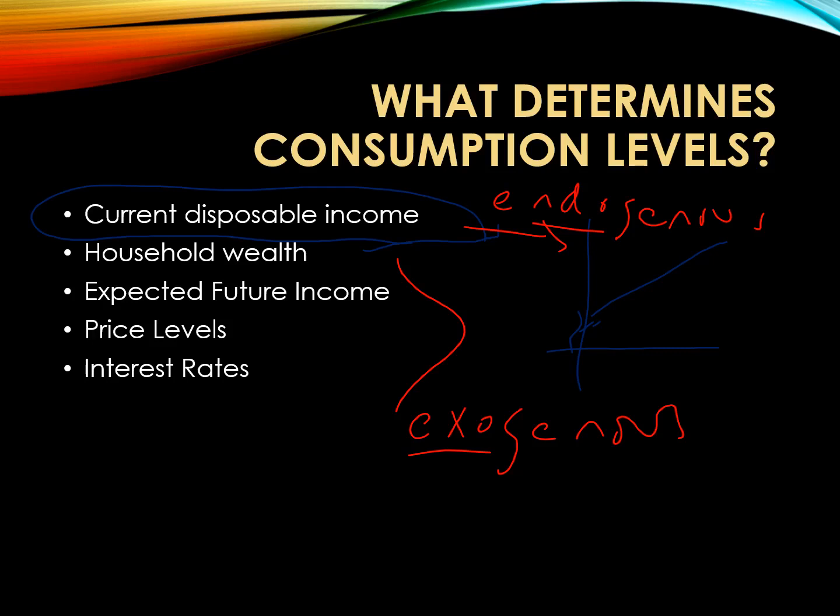Expected future income is also something that determines consumption levels. So we talked about expected future prices before with demand and supply. But expected future income determines how much you're going to spend, because if you know you're going to get a big bonus check, or if you know you're going to get a raise, then you might be more likely to spend money now. So the example I like to give is about LeBron James.